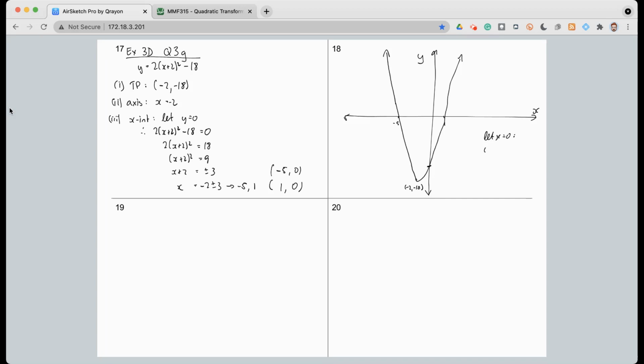So that gives me y equals 2 times 0 plus 2 all squared, minus 18. I'll do this in my head a little bit. 2 squared is 4, 4 times 2 is 8. So I've got 8 minus 18 is negative 10. So it's 0, negative 10. So I'll put 0, negative 10 here. This is 1, comma 0. This is -5, comma 0. And if you want, you can add an axis of symmetry of x equals negative 2.